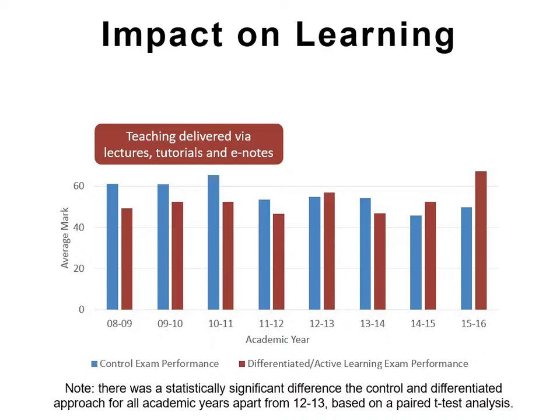So the control side of this, that half of the module has stayed the same in terms of what's been taught and the person who's taught it and the way it's been taught, and so I've used that as the control against my differentiated active learning side of the module. And when I was just delivering with lectures, tutorials, e-notes, the students were doing significantly worse on my half, and that's based on a paired t-test analysis of these marks, so they're getting lower marks and it was statistically significant.